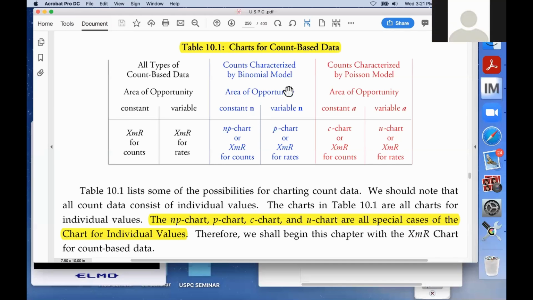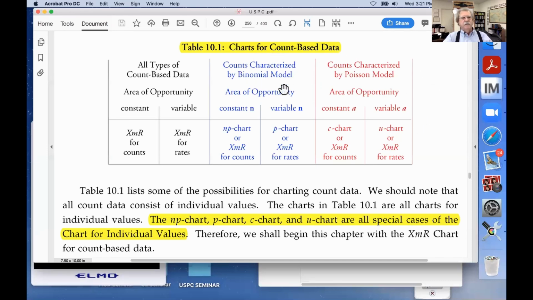Okay. Good. So if your counts are characterized by a binomial model and your area of opportunity is roughly constant, you can put the counts on an NP chart. Or you could put the counts on an XMR chart. We'll look at that in a minute. If your area of opportunity is substantially variable, then you convert the counts into proportions and put the proportions on a P chart or put the proportions on an XMR chart.